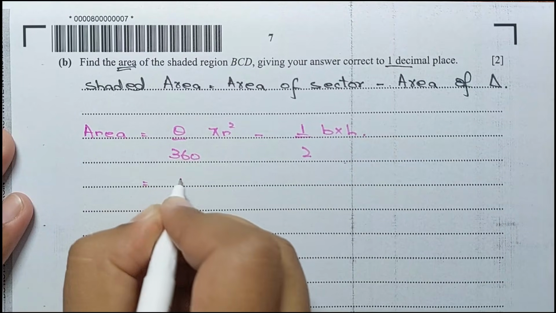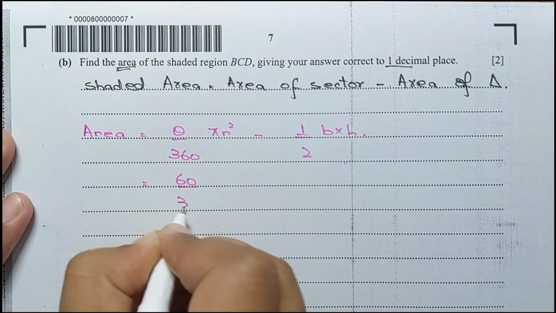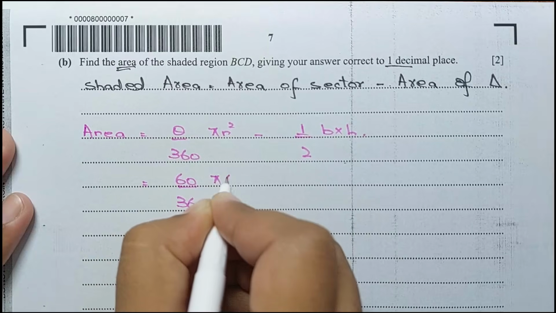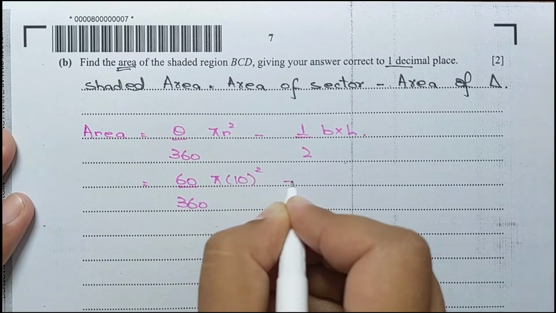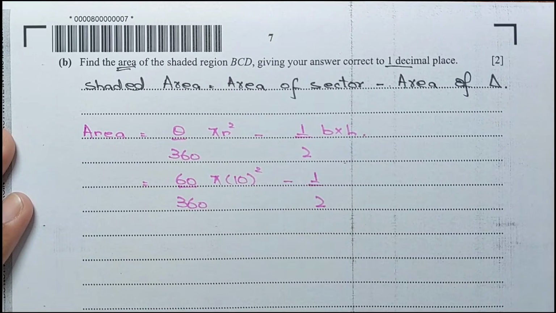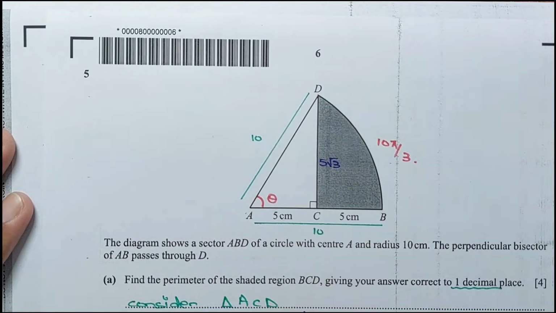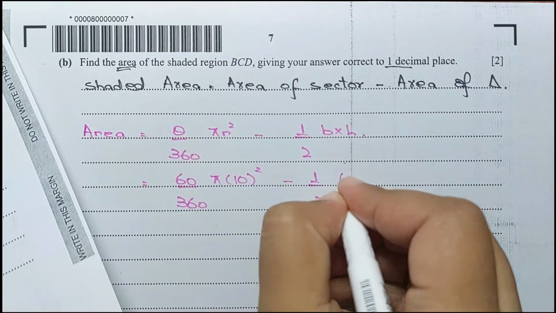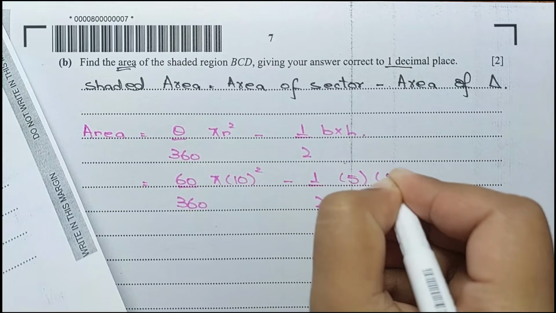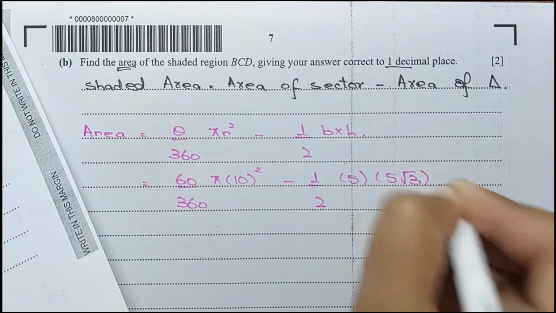So theta is 60, we have done, over 360 degree pi, and the radius is 10 square, minus 1 over 2 the base of the triangle and the height of the triangle. So base is 5 and the height is 5 root 3. This is 5 and this is 5 root 3.